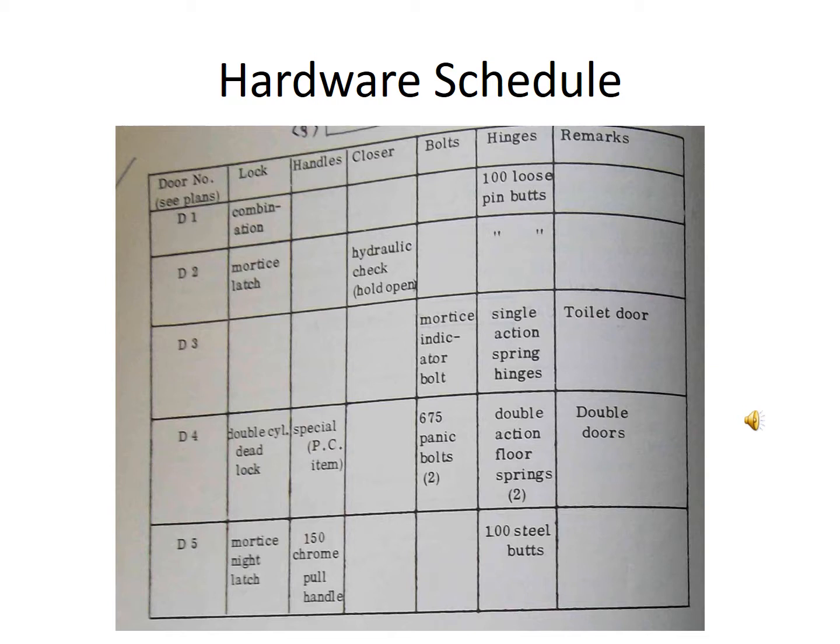Door number 3, with the mortise indicator bolt and a single action spring hinge, and toilet door. And door number 4 with the bears cylinder lock and special purpose items and picnic bolts. Picnic bolts are double action floor springs and for the double doors. And door number D5 is a mortise night latch and 150 chrome pull handle and 100 steel bars. Those are the hardware schedule included in the door.